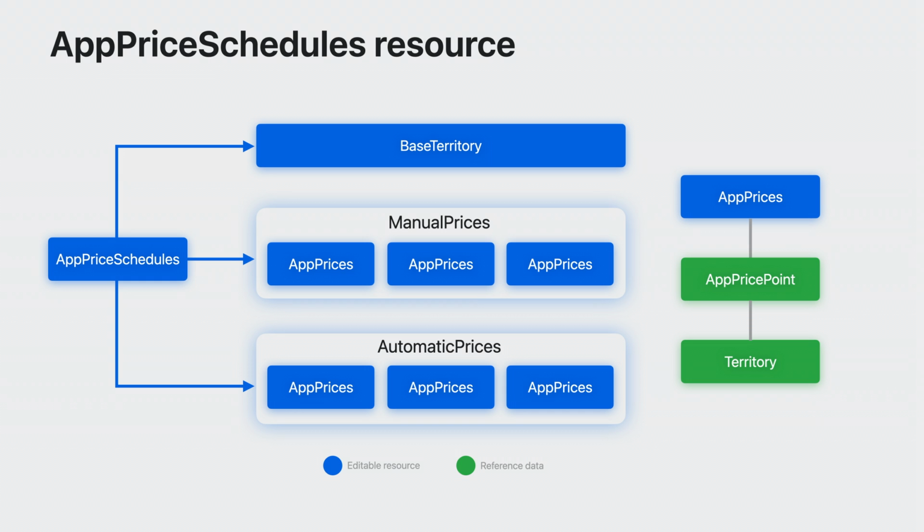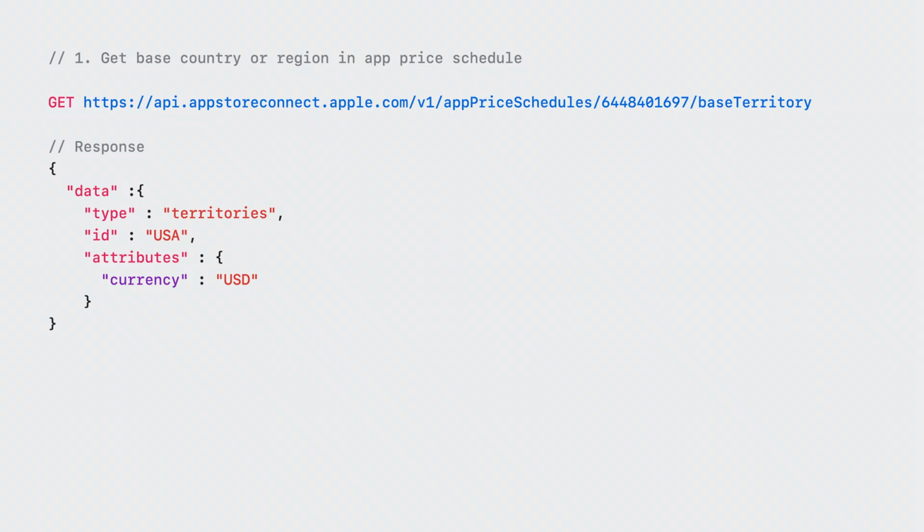So I need to make 3 API calls to get the entire price schedule. I will go over the 3 APIs one by one using the initial price schedule I just set for Backyard Birds app as an example. First, use Get App Price Schedules App ID Base Territory to get the base country or region of the app's price schedule. I can see that it is currently the United States.